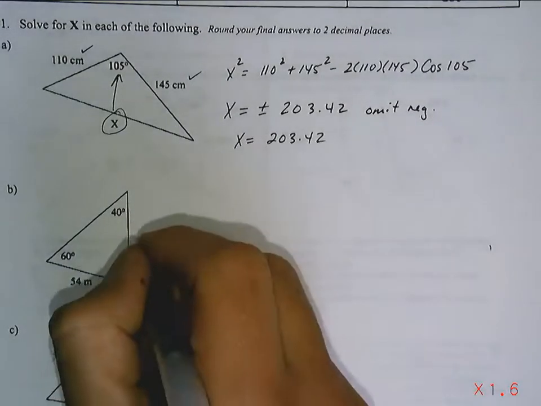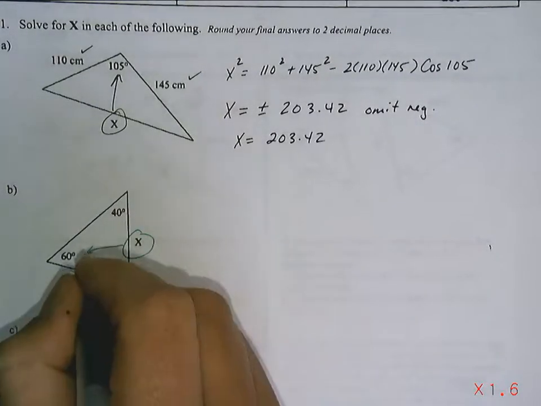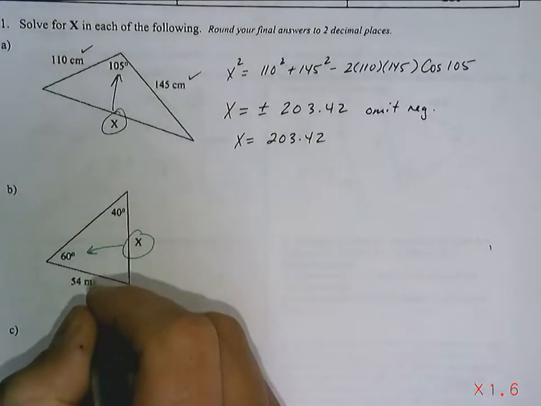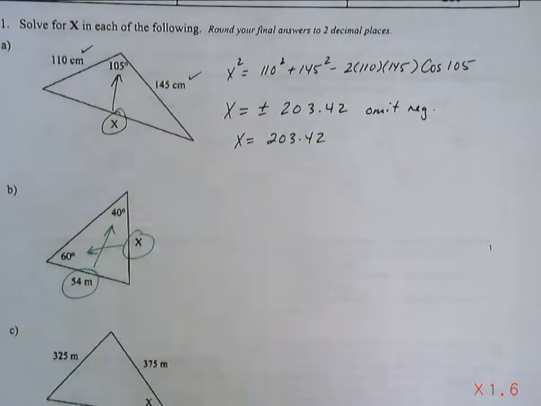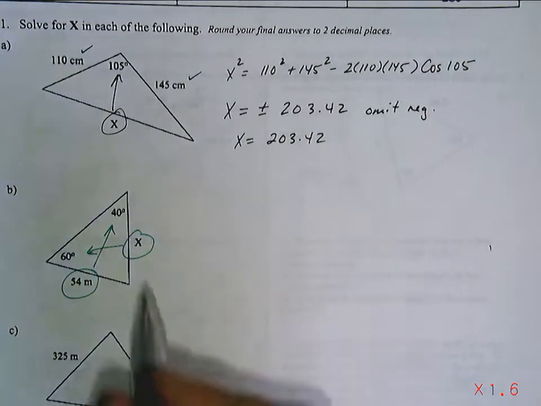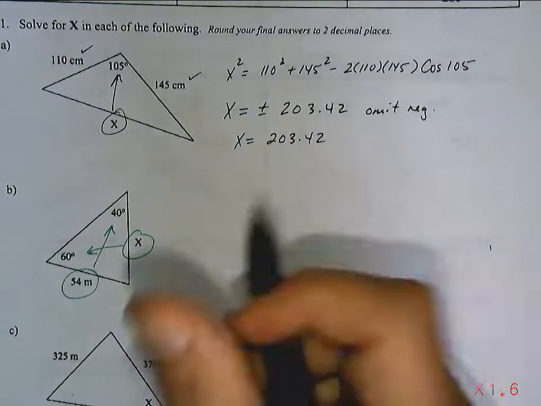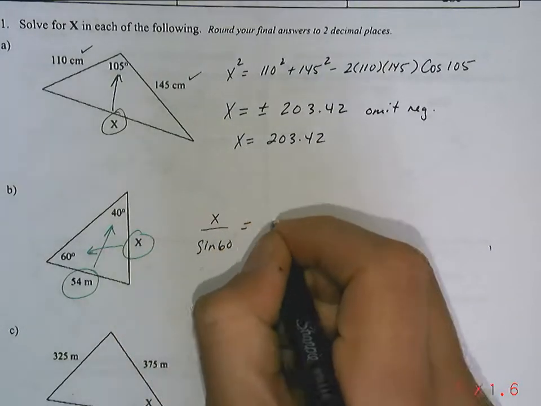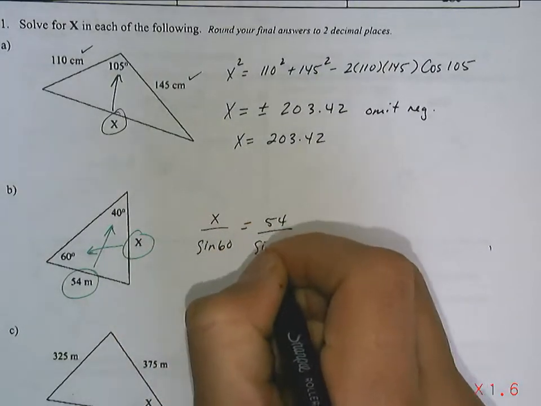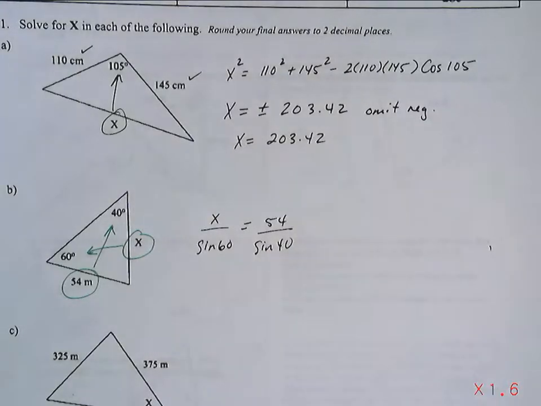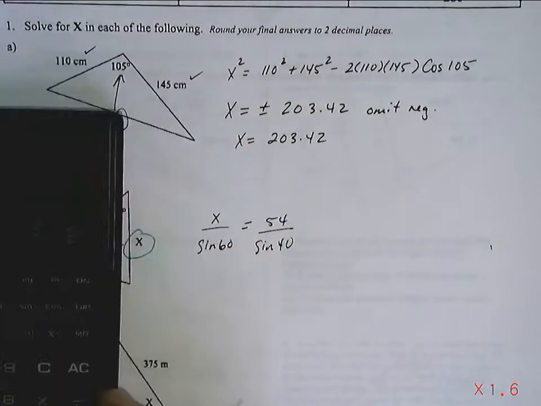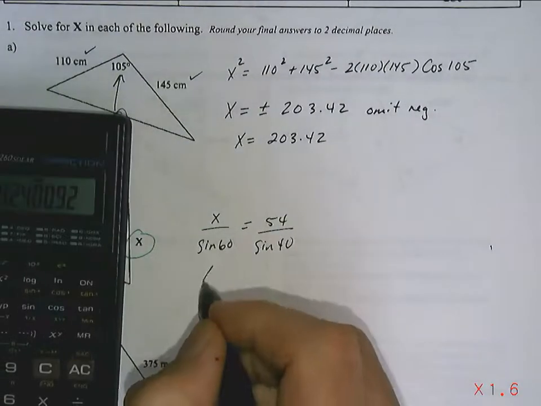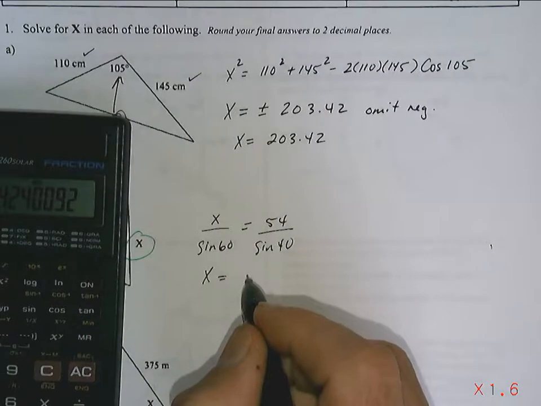Look at what we want here. We've got a side and an opposite angle. And then we've got another side and an opposite angle. Oh, I get goosebumps. That's the sine law. And I want a side. So it's going to be x over sine of 60 equals 54 over sine of 40. I'll give you 2 marks for that. Then, let's solve it. Actually, I'll give you 1 mark for that, and I'll give you another mark for this one.